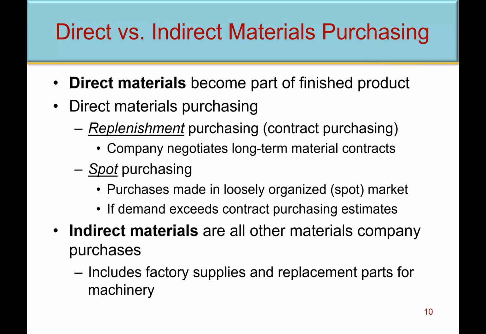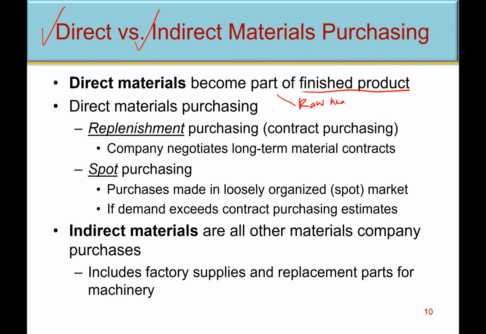When we talk about purchasing, what do they purchase? They purchase direct and also indirect materials. Direct materials become part of the finished product. Any material used to directly build the finished product, we call a direct material. For example, raw material.